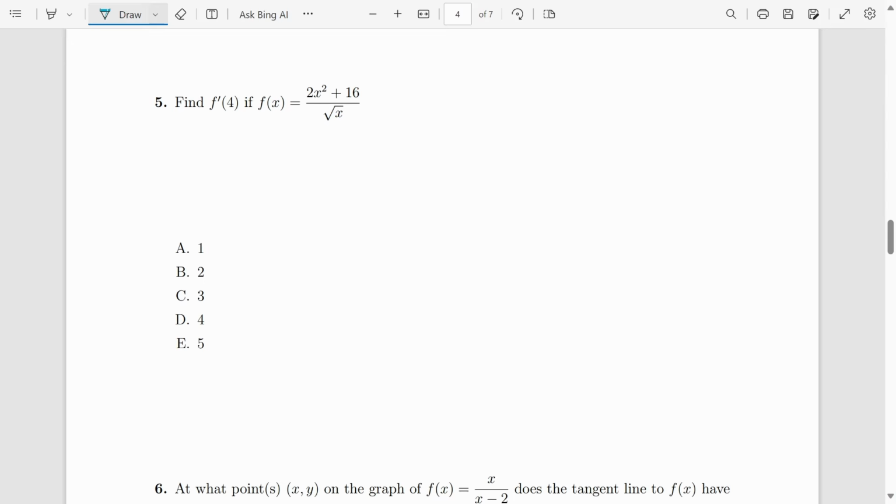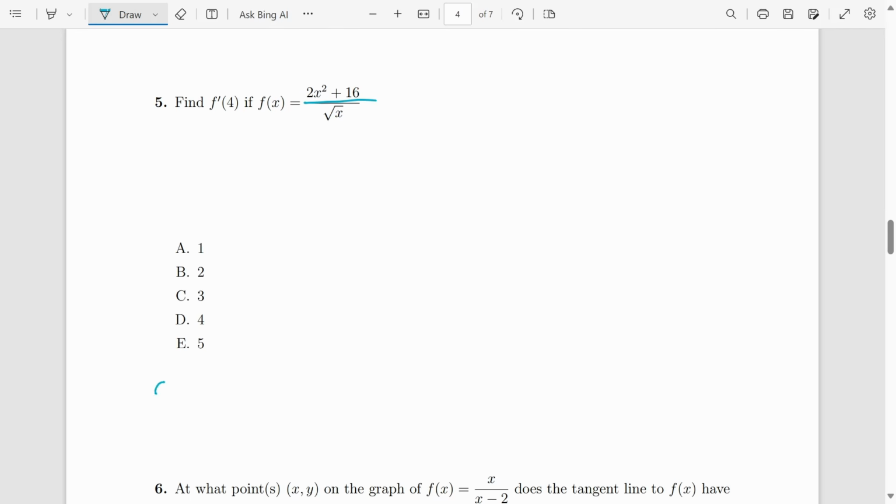Question 5, a regular derivative problem now. F of x equals 2x squared plus 16, all divided by the square root of x, and we're asked to find its derivative and then plug in 4. So, taking f of x's derivative, it looks like to start we'll need to use the quotient rule because it's a numerator and a denominator there, a fraction.